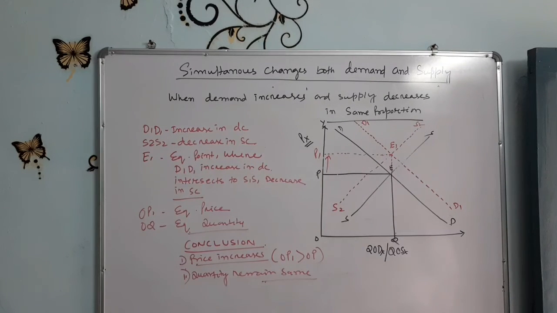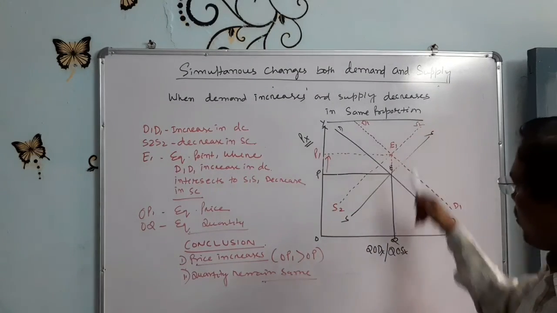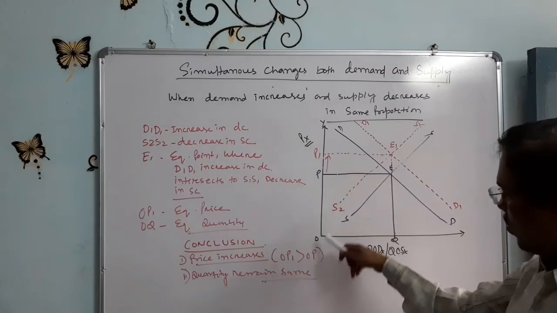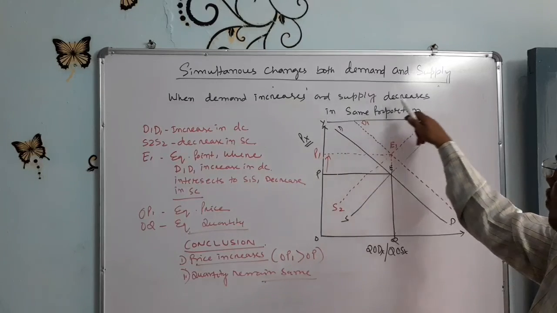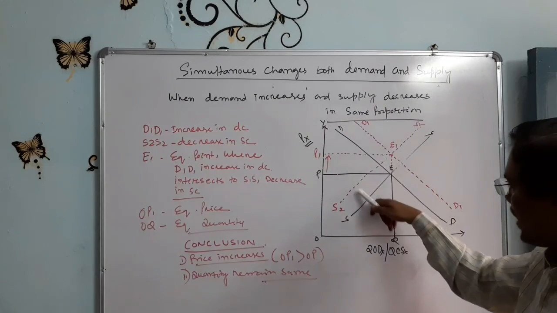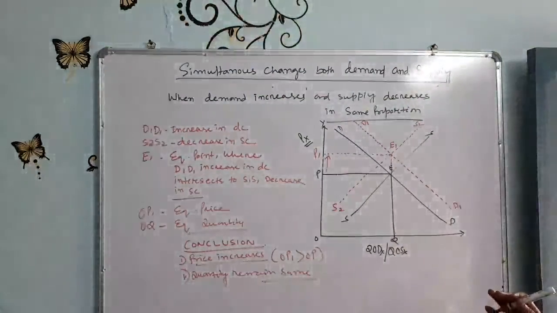So when demand increases and supply decreases in the same proportions, the price increases and quantity remains same. But when demand decreases and supply increases in the same proportion, price decreases, quantity remains same. Just reverse. So now it is clear.